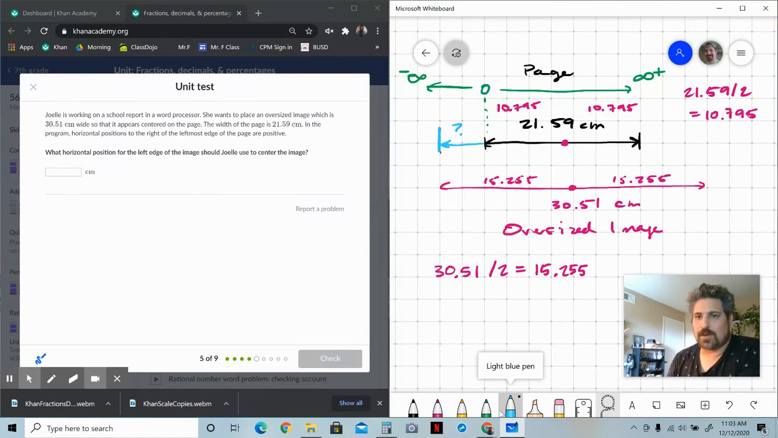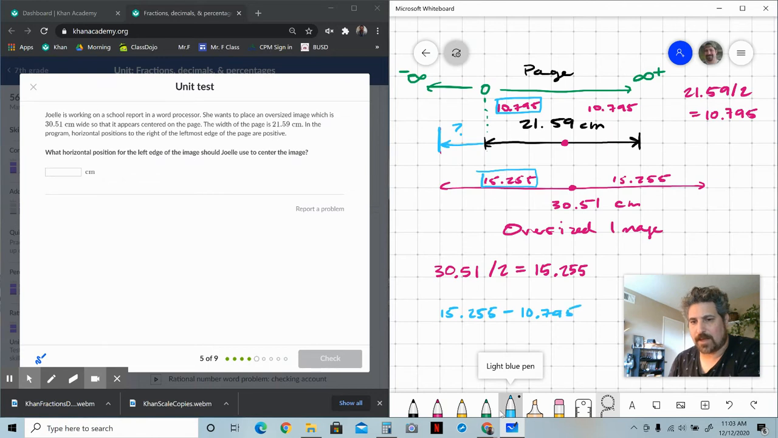So if we think about that, we know that we need it to have the appearance of being centered. So we really are looking at these two values here, right? And we know that on the left of the center, you've got this 10.795. But we need it to be on the left of the center, 15.255. So the additional amount of space is what we need to offset it by. So what you have here is the 15.255 minus the 10.795.